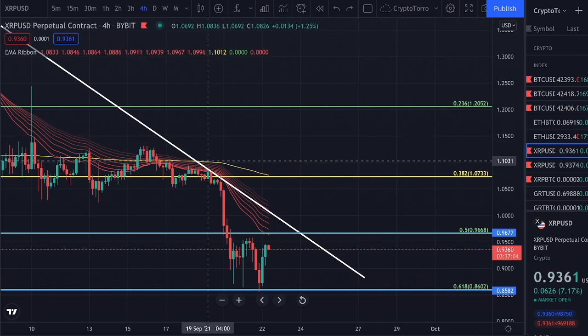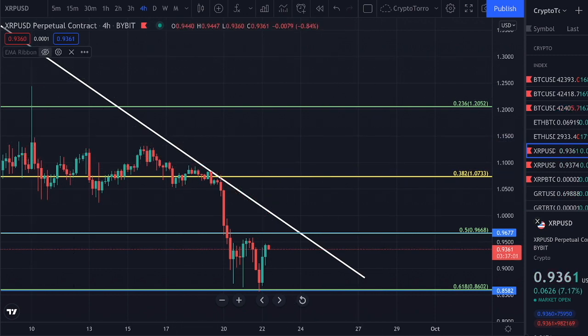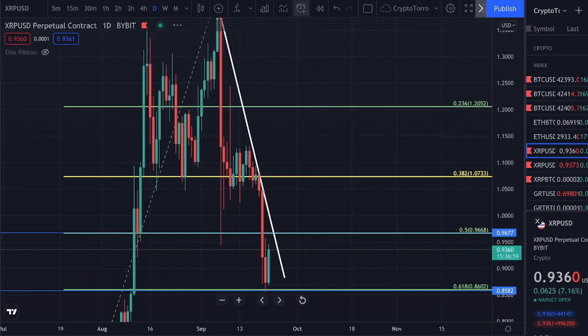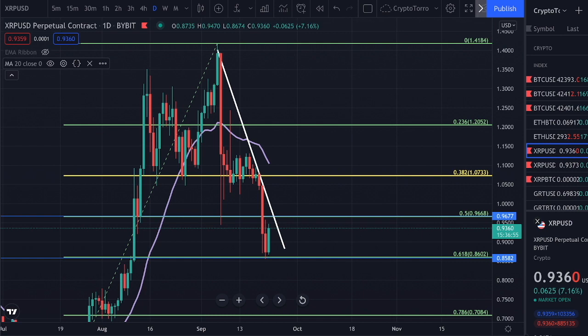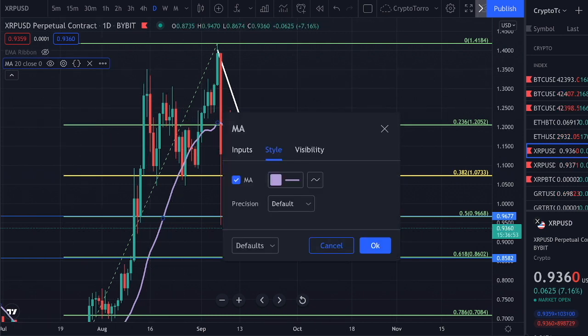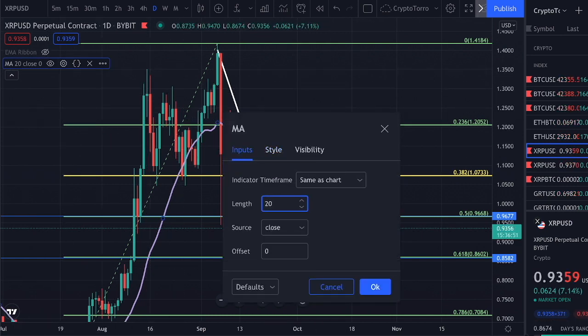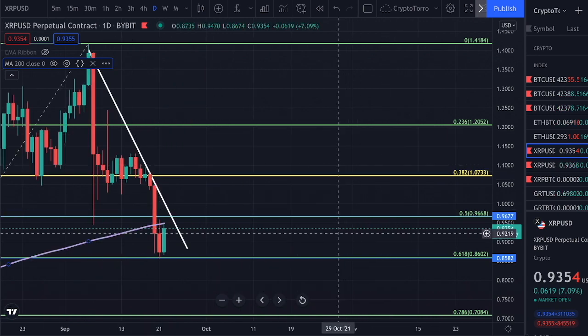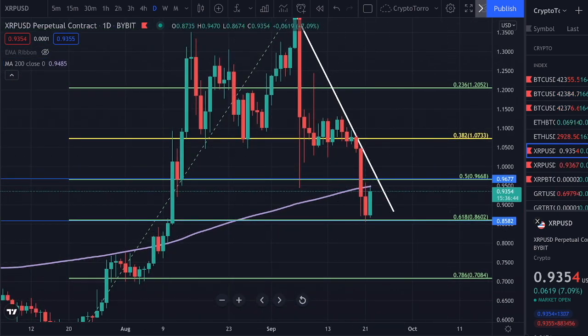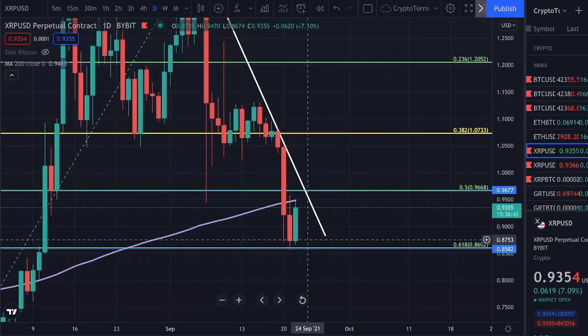This being said, I would like to take a look as well at the daily time frame once again towards the 200-day moving average. And why I would like to take a look at the 200-day moving average is due to the fact that the 200-day moving average is for me of utmost importance to see where the trend is currently at. And you can see that we are right now underneath the 200-day moving average.